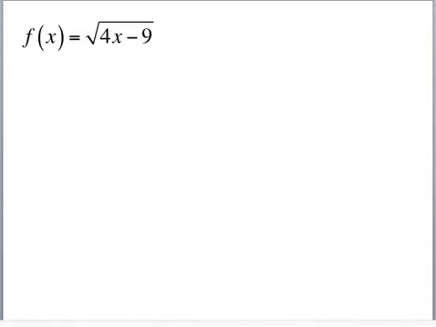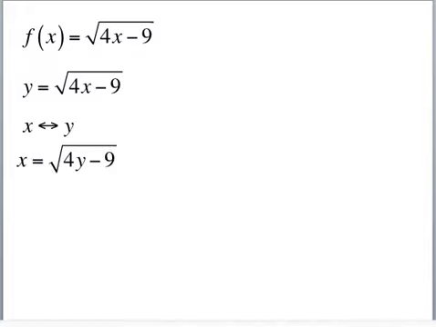Our next example is f of x equals the square root of 4x minus 9. So we're going to rewrite it as y equals root 4x minus 9, and then for inverse functions, x becomes y and y becomes x. Rewrite as x equals the square root of 4y minus 9.